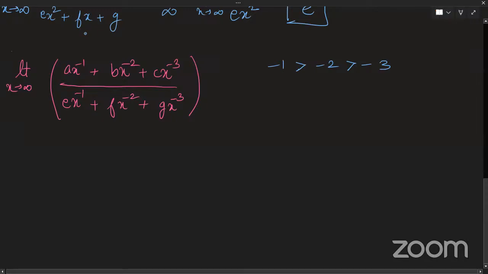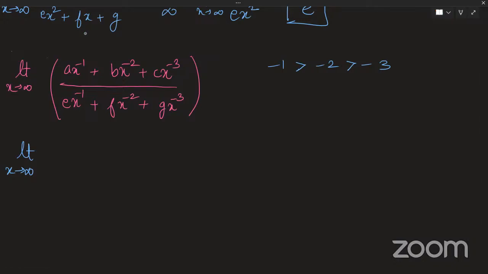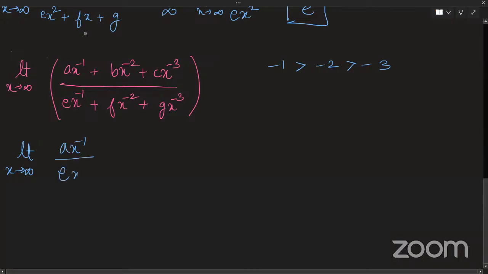So if you just apply your trick again and think about it clearly, limit x tends to infinity. Now I ask you to just take your highest power. So your highest power is x raised to -1. So it will be a x raised to -1 divided by e x raised to -1. Yeah, it will be a by e.